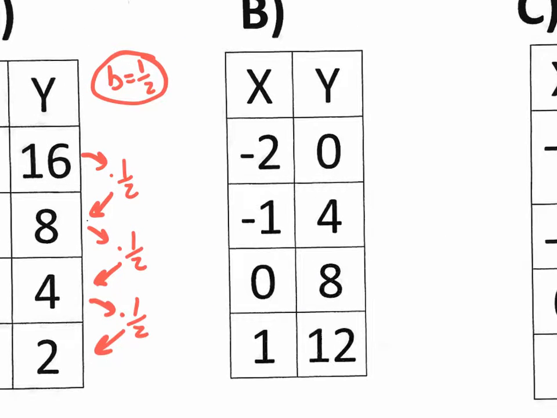If you look at the next one, you're probably thinking, oh, this is a growth function, 0, 4, 8, 12, it's growing. Okay, it is growing, but it's not growing exponentially. It's growing as a line. Okay, now what do I mean by that?